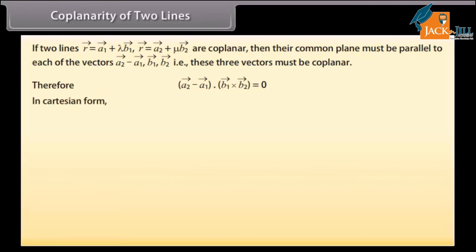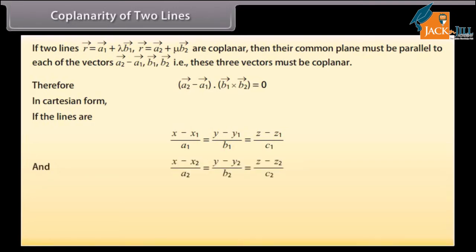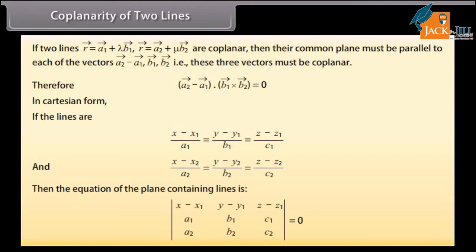In Cartesian form, if the lines are (x minus x1) by a1 equals (y minus y1) by b1 equals (z minus z1) by c1 and (x minus x2) by a2 equals (y minus y2) by b2 equals (z minus z2) by c2, then the equation of the plane containing the lines is the determinant, row-wise. First row, x minus x1, y minus y1, z minus z1. Second row, a1, b1, c1. Third row, a2, b2, c2, equals 0.